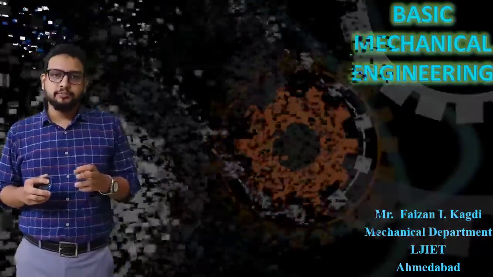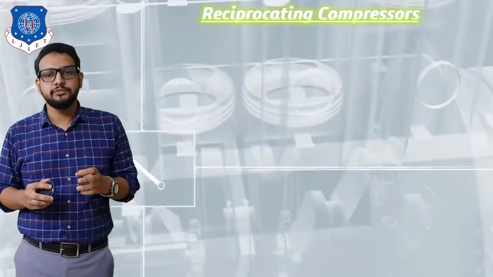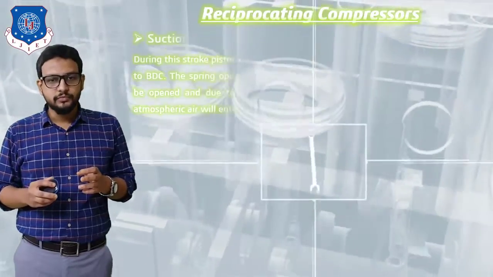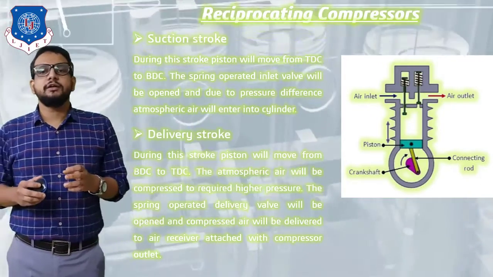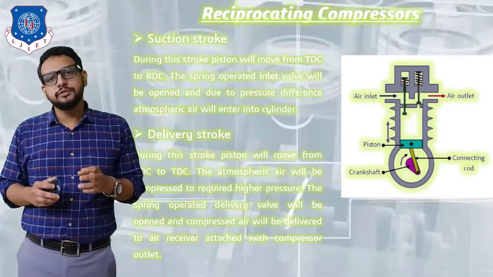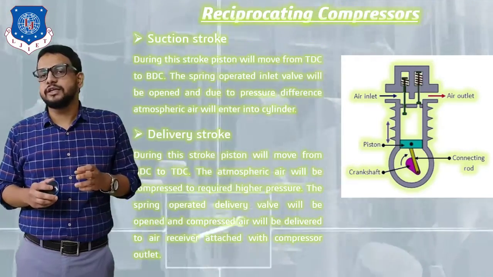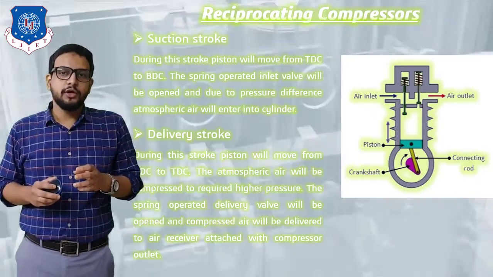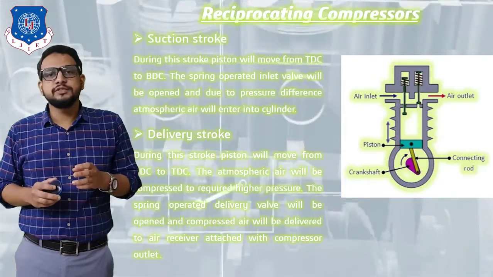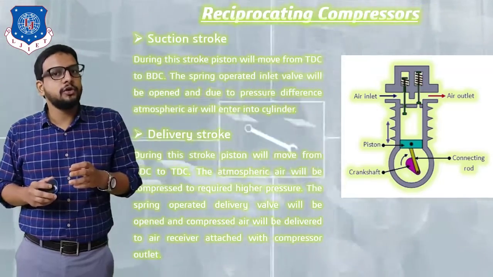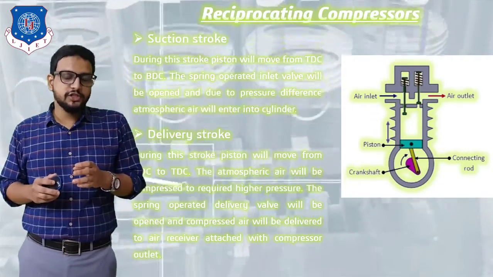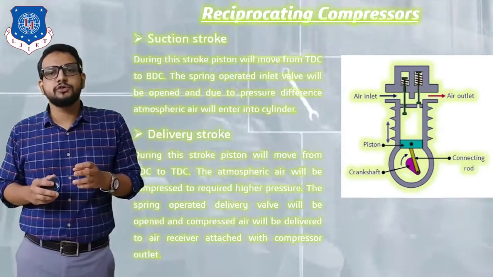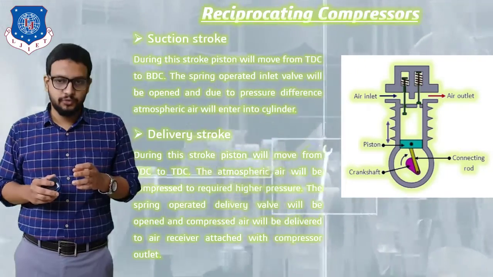So let's begin with our topic of Reciprocating Compressor. So what is a Reciprocating Compressor? We would say that it is a compressor in which a piston reciprocates inside a cylinder. This compressor has two strokes in order to achieve high pressure air. The first stroke is called the suction stroke, and the second stroke is called the delivery stroke.